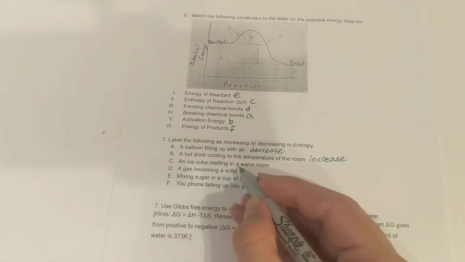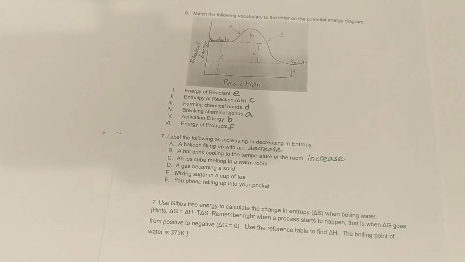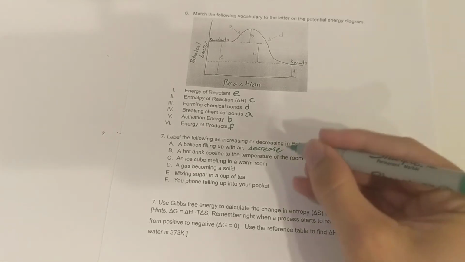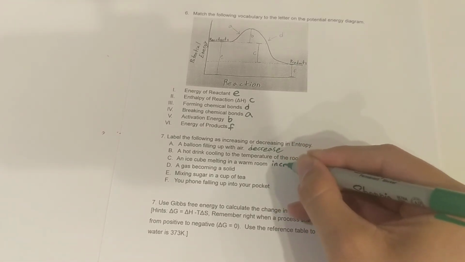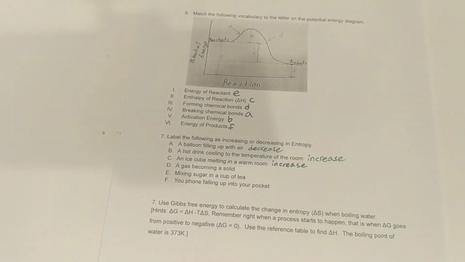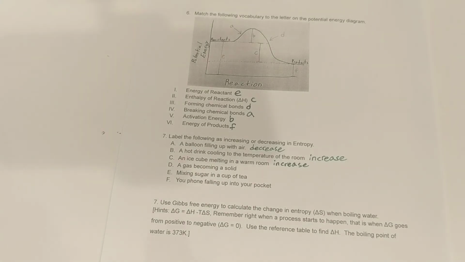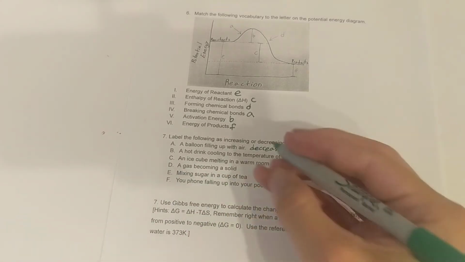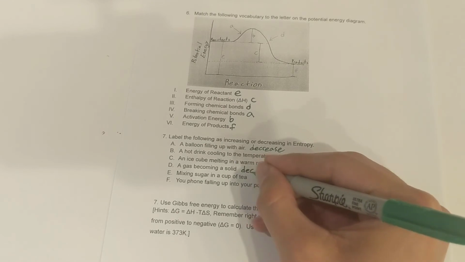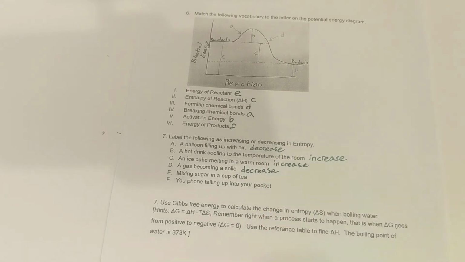An ice cube melting in a warm room. So that goes with the same thing. It is two substances that are in contact with each other becoming the same temperature. So that'll be an increase in entropy because that energy is spreading out. A gas becoming a solid. So we talked about solids are very ordered and they have very low entropy, whereas gases have a higher entropy. So when a gas becomes a solid, that is a decrease in entropy.